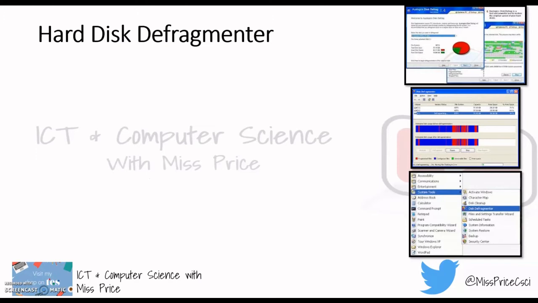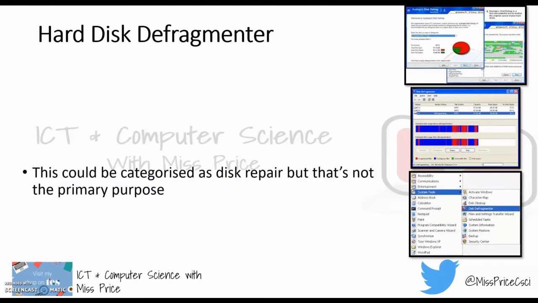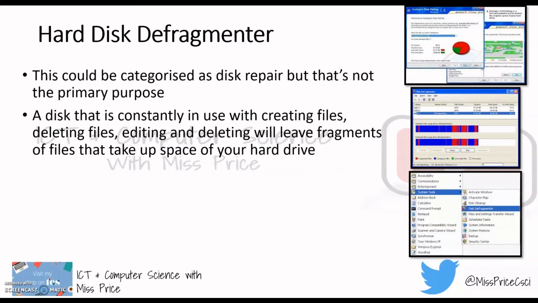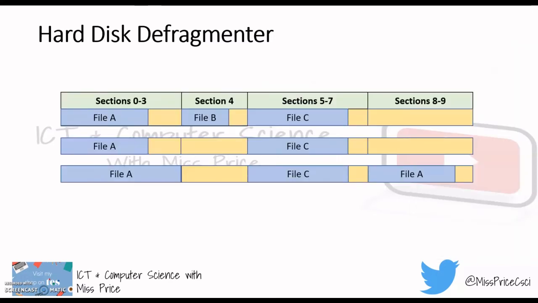So now, hard disk defragmentation. This could be categorized as a disk repair, but it's not the primary purpose. The disk is constantly in use, as you know, with creating files, deleting files and editing, and it does leave fragments that take up a lot of space on your hard drive. So they need to be removed.